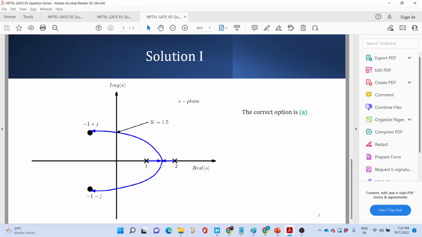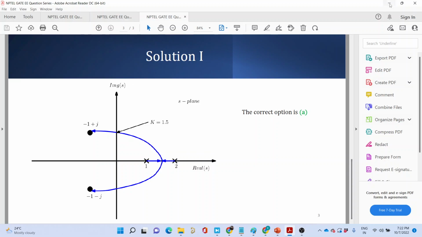It starts from the right hand side of the S plane. For the entire range of k for which the root locus is lying in the right hand side of the S plane, it is unstable. The moment k increases and it moves to the left hand side of the S plane, it becomes stable. It has already been told that k equal to 1.5 is the gain at which the root locus transits from right hand side to left hand side. So this value is k equal to 1.5.